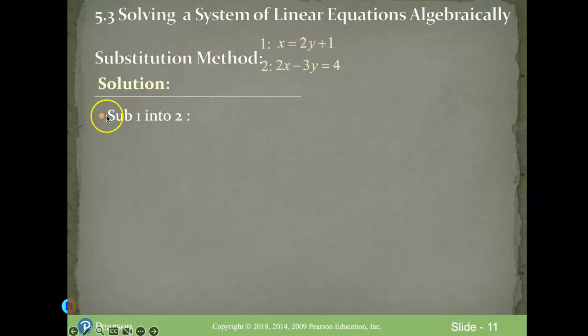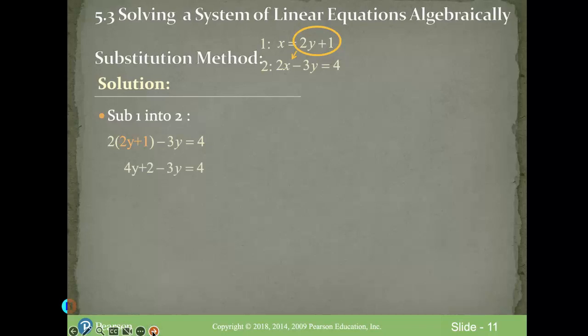So what we can do is substitute equation 1 into equation 2. In other words, where I see x equals 2y plus 1, I can replace x with 2y plus 1 in the second equation, like so. At that point, you have a linear equation with one variable.